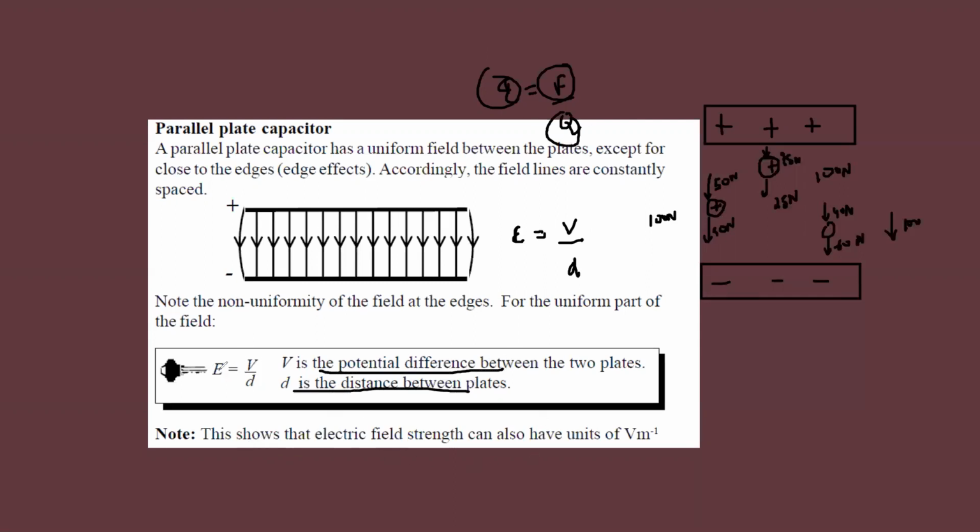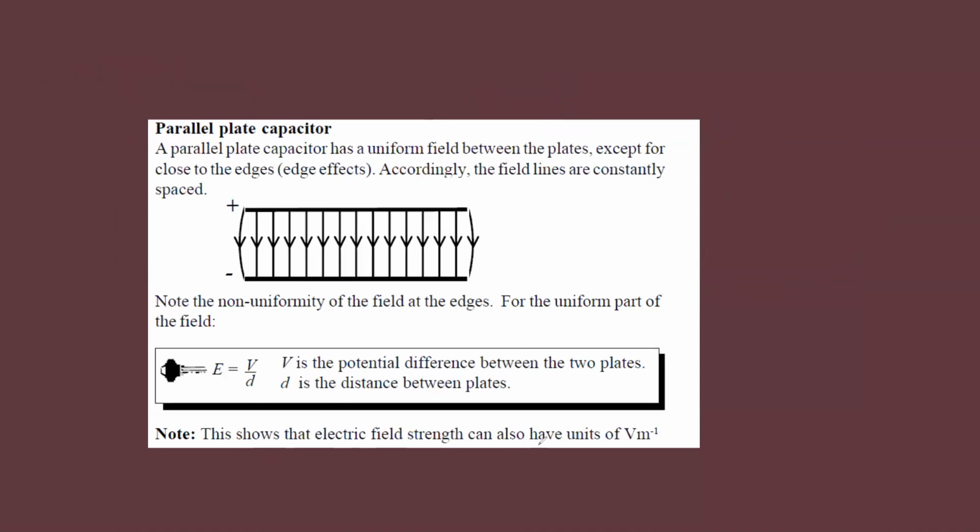So what can be another unit for electric field strength? V is the voltage and D is the distance. Voltage is in volts and distance is in meters. So it can be volt per meter. Is it clear? So copy this part. Electric field between the parallel plate capacitor or parallel charged plates.